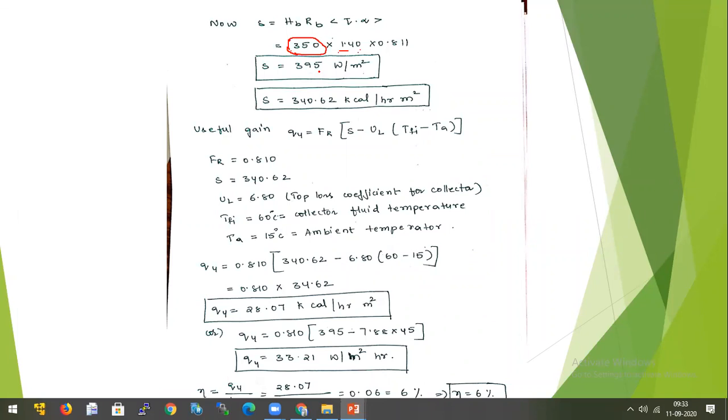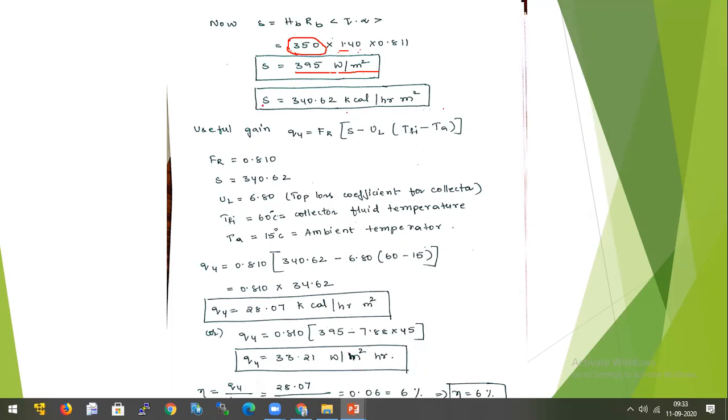So as we are taking HB in watts per meter square, we have to write the units of S also in watts per meter square only. Next, if we want to calculate S in kilocalories per hour meter square, we have to again multiply this 395 divided by 1.16, because 1 kilocalorie is equal to 1.16 watts per meter square. So reverse, if we want, we have to divide it.